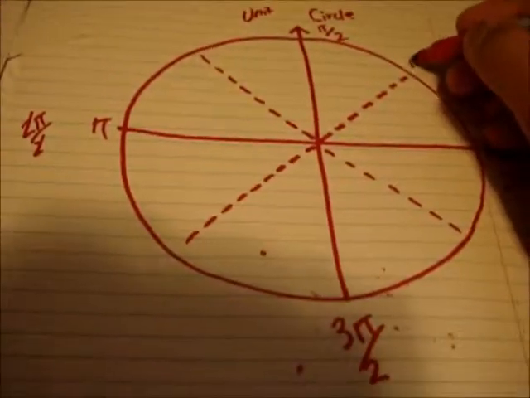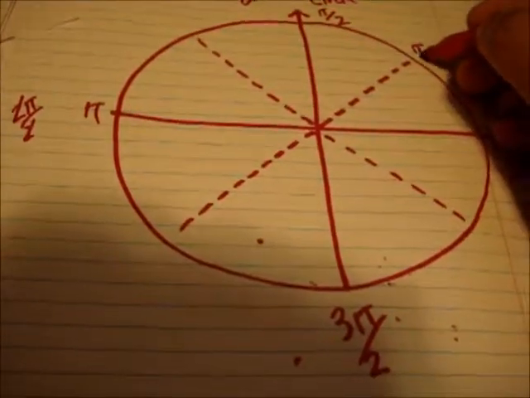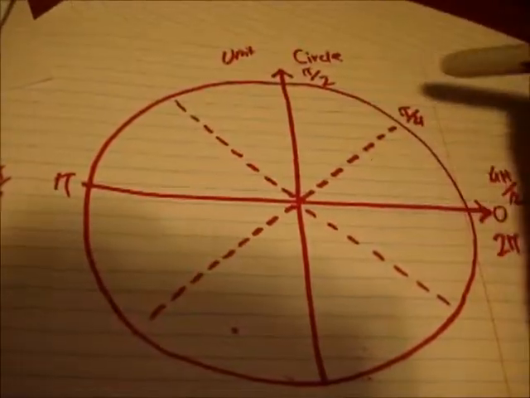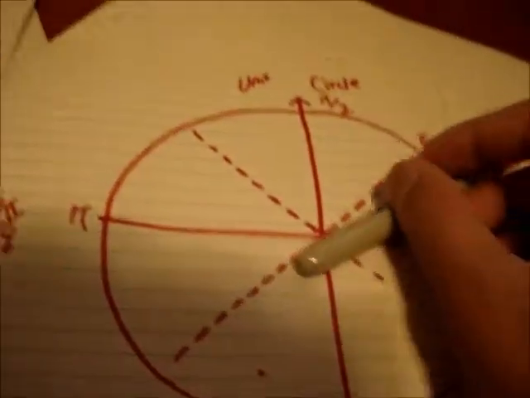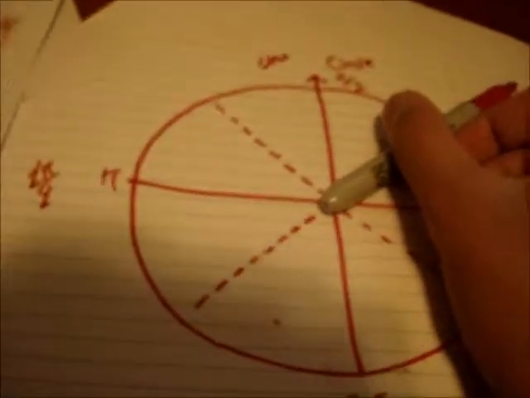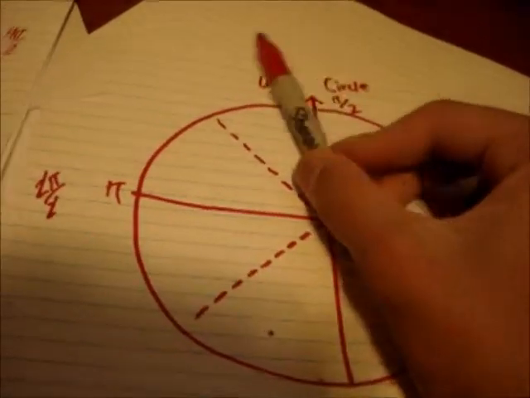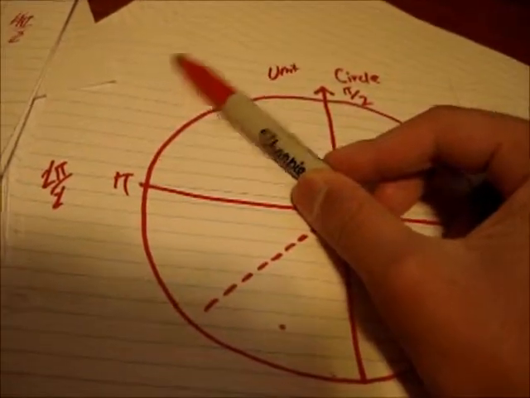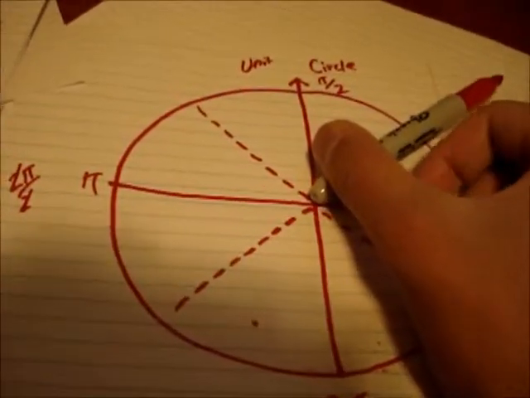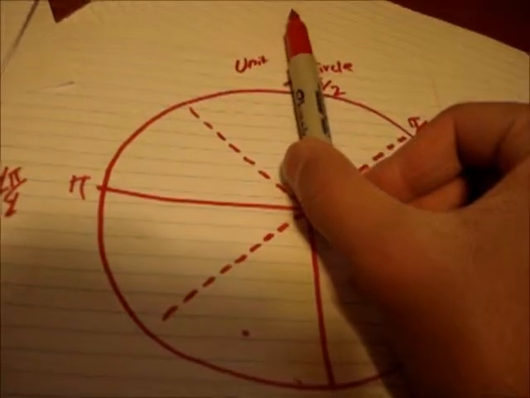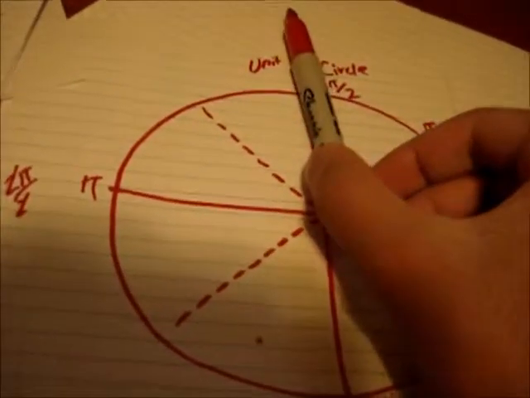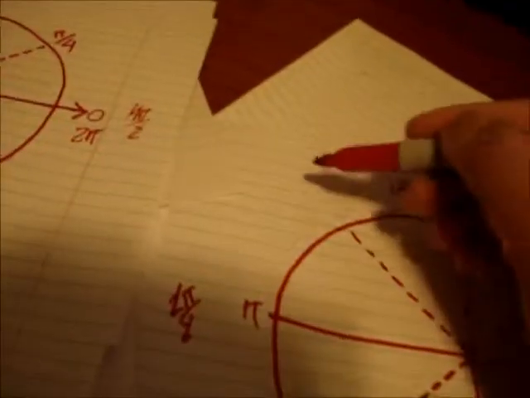You need to know that this is 45 degrees and it's pi over 4. Just memorize that. Then you just go one by one: pi over 4, 2 pi over 4, 3 pi over 4. At the bottom is always 4. So pi over 4, 2 pi over 4, 3 pi over 4. So that's 3 pi over 4.